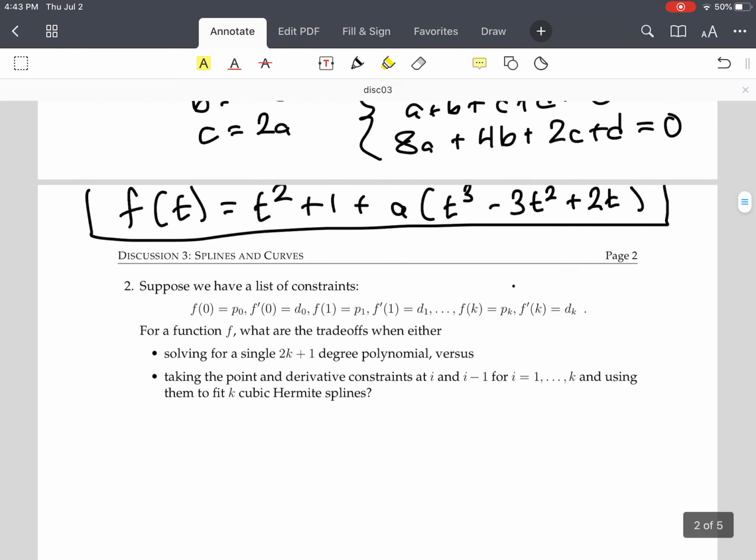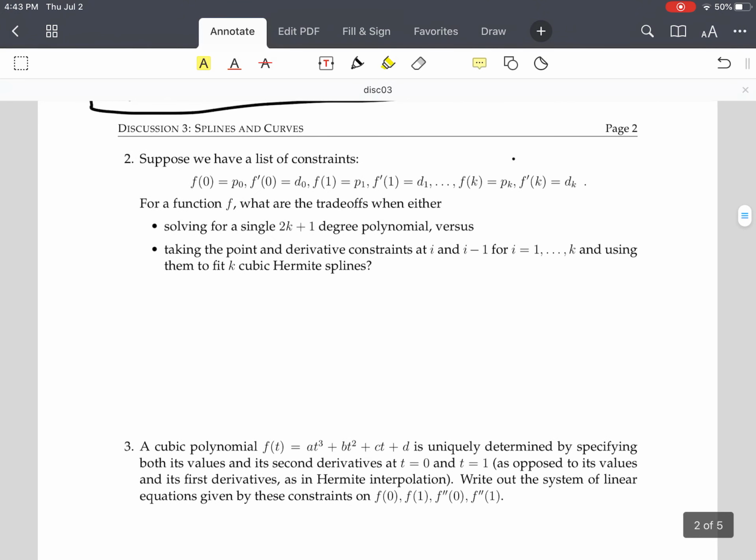Okay, let's keep going. So the next question says, suppose we have a list of constraints. So we have f of 0, f prime at 0, f at 1, f prime at 1, all the way up to f k. So we have a lot of possible constraints. And so if we want to find this function f, there's multiple ways to do it. One of them is to solve for a single degree dk plus 1 polynomial. So just one polynomial goes through all these points, has all these derivatives, just one thing.